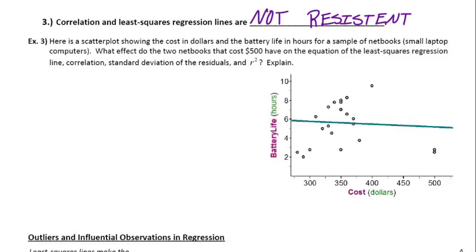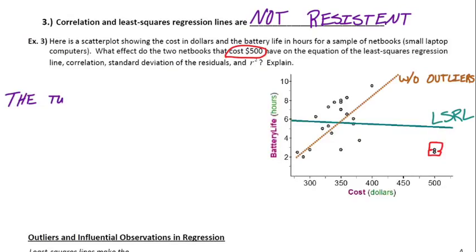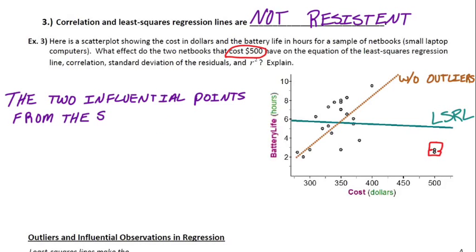Okay. So this line here is actually the LSRL, as it is. But without these 2 points, it looks like there would be a linear trend this way. So these 2 $500 netbooks, that's these guys down here. What does that do to the line? Because otherwise, the line would look more like this. So this would be like the line without those 2 outliers. So we can see, just compare the lines, you can see the 2 influential points in red here from the $500 netbooks. What would happen?